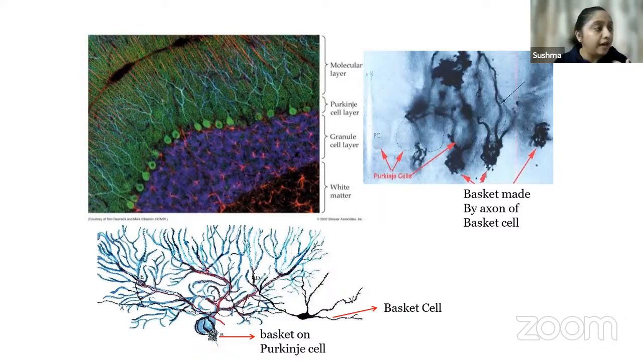Purkinje cells are the only output from the cortex to the deep cerebellar nuclei, not from the cerebellum itself. A lot of students make this mistake: when they think of Purkinje cells, they think Purkinje cells are the output from the cerebellum. No, the axons of Purkinje cells are not the output from the cerebellum. They are from the cerebellar gray matter. That is, they are the output from the cerebellar cortex, not from the entire cerebellum itself. Okay, never make that mistake.